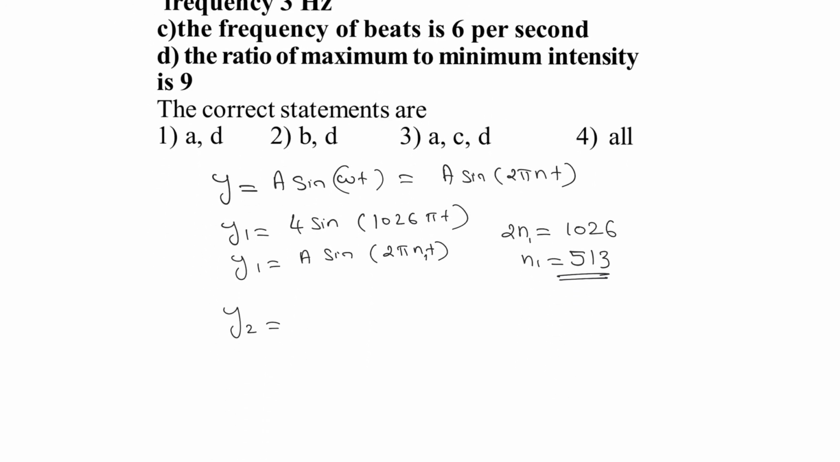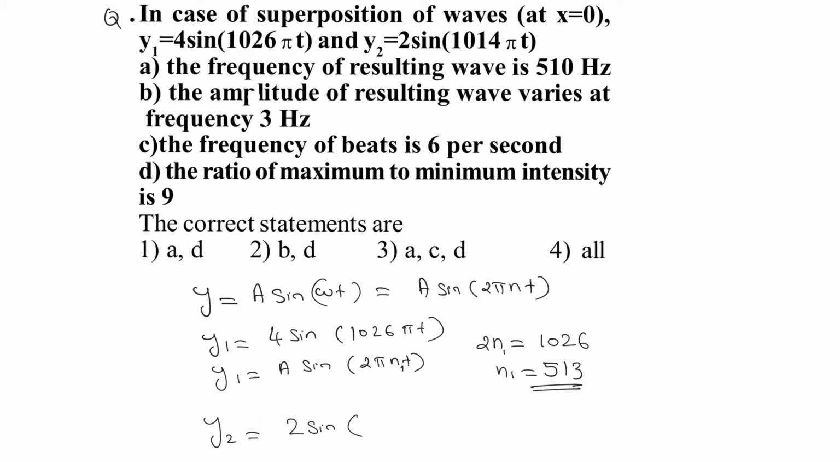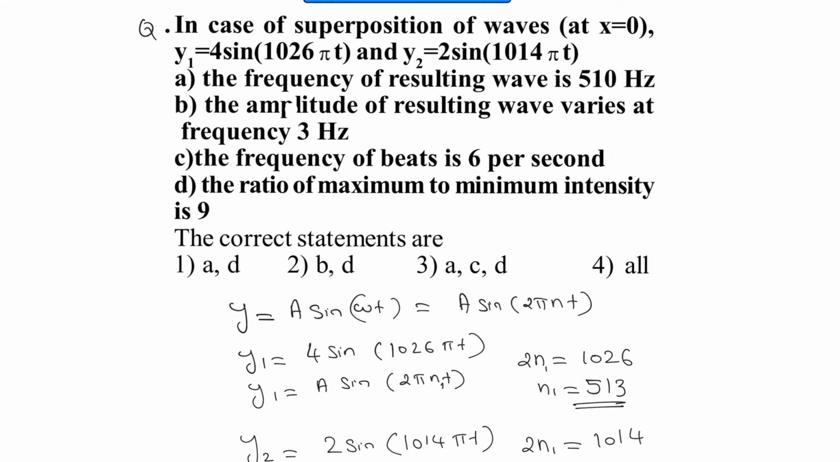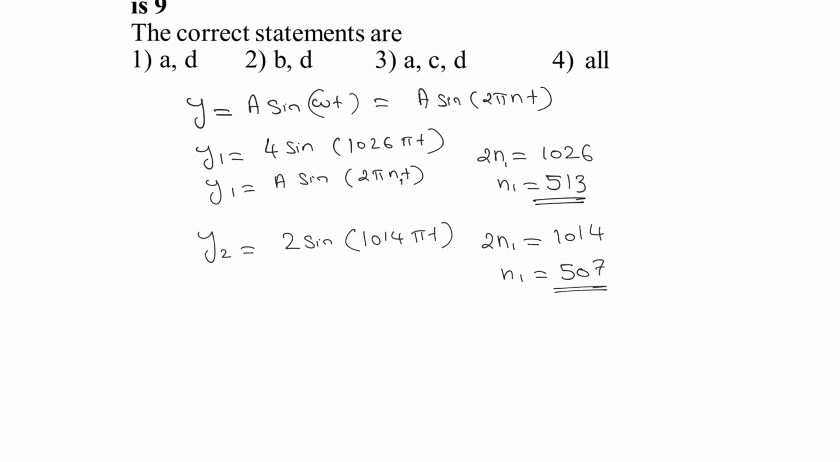And the second wave, which is given that y2 is equal to 2 sine 1014 pi t. So we can write the same as in the previous case. If you're writing 2 n2 is equal to 1014, so the value of n2 will be equal to 1014 by 2, which is equal to 507.